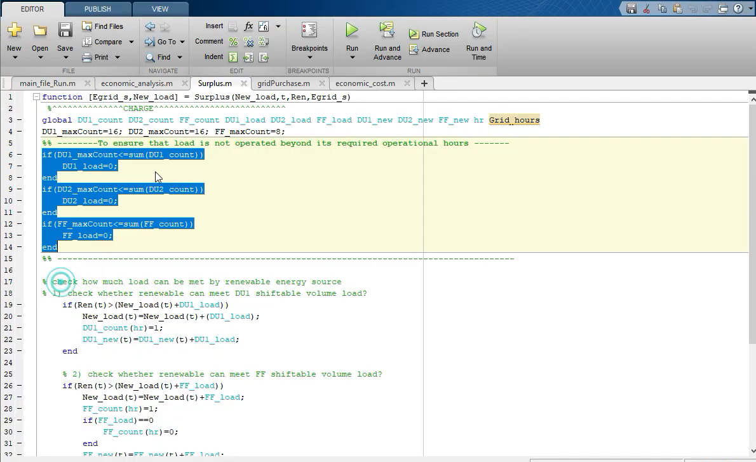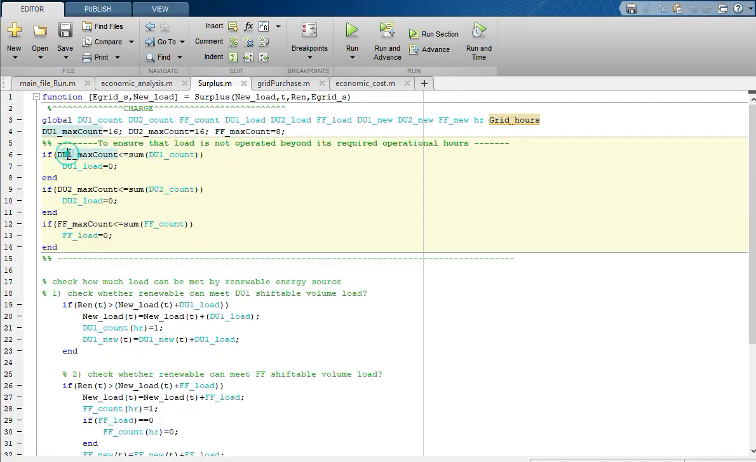So in these three lines, if this count is greater than this DU max, it means make this load 0. We don't want to operate this load anymore. Count means for any hour in which this load is operated, that is the count of that load. If the FF is operated for 7 hours, the summation of this count will be 7.